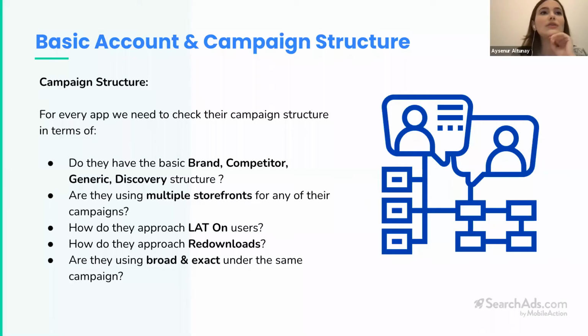While restructuring your campaign and making this analysis, there are some questions that you can ask your campaigns and pay attention to. For example, while analyzing your campaign structure, you can ask yourself: do my campaigns have the basic brand, competitor, generic, discovery structure? Do they have this ideal structure? Or maybe you have your own ideal structure that is working for you as well. If it is working for you, you can go with this. But for a starter, maybe you can use this, or restructure if your existing structure isn't working.